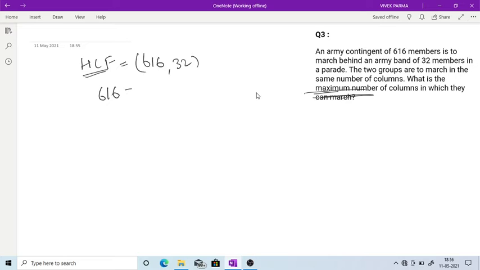616 is greater, so this will be our dividend and 32 will be the divisor. 32 will divide 616 by 19 times, leaving 8 as remainder. For the next step, we have 32 as dividend and 8 as divisor. This will divide 32 completely, leaving 0 as remainder. So in this case, the HCF is 8. So the maximum number of columns possible is 8, in which they can march.